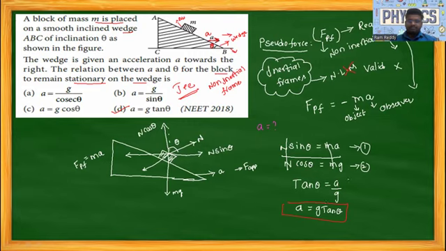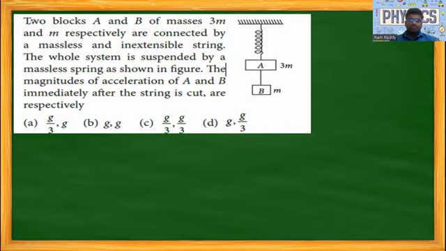Now, again, try to understand the question carefully. We have two blocks, A and B, of mass 3m and m respectively, connected by a massless and inextensible string. Let us take this as our string.